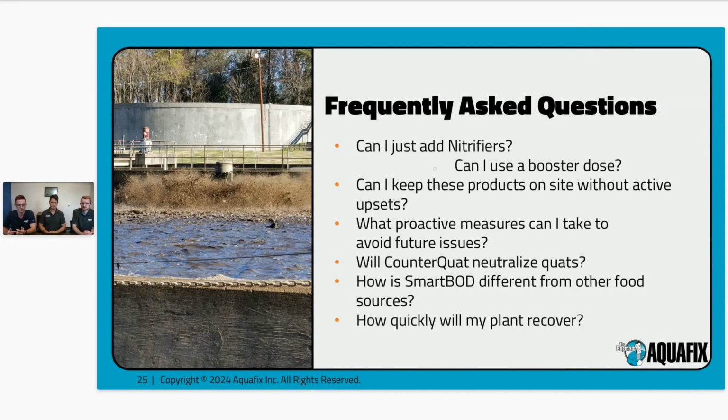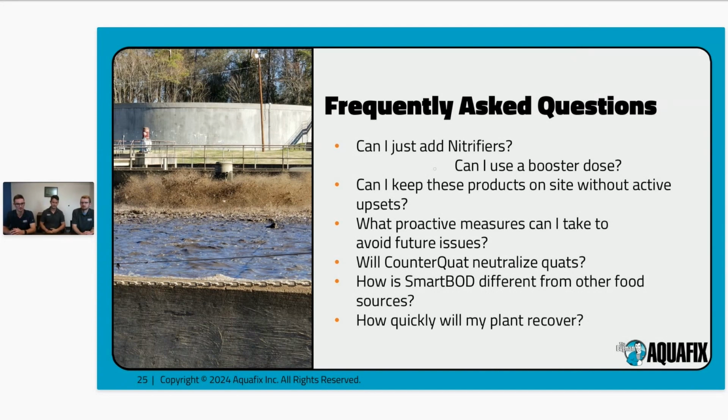And real quick, we're going to wrap up. How is smart BOD different from other food sources? I touched on that already: it's an absolute balance. It's 100% bioavailable. That's the big part. No big solids are going to be added to your system. It's only going to be food specifically for wastewater biology.